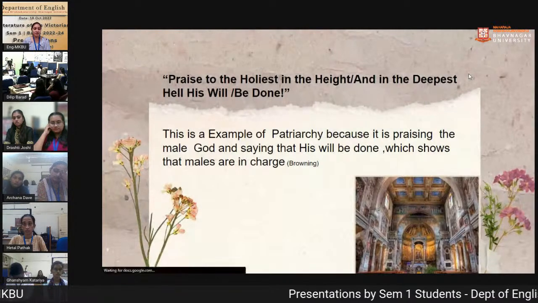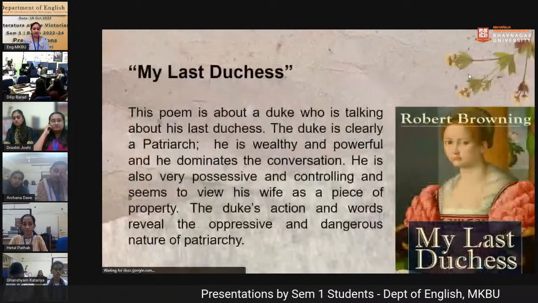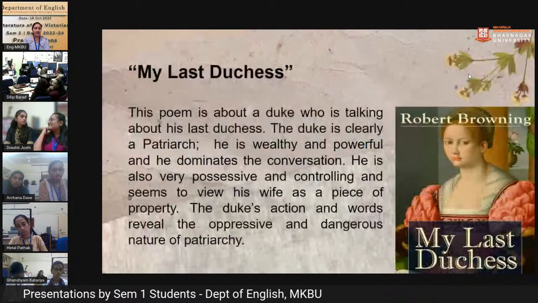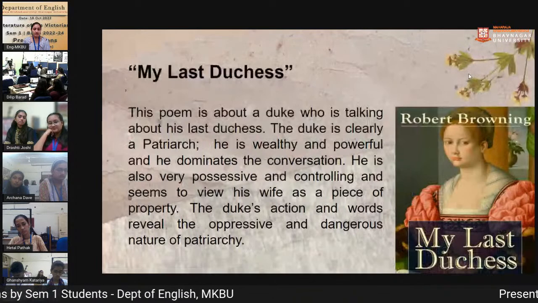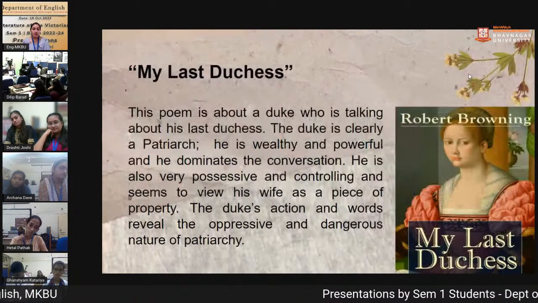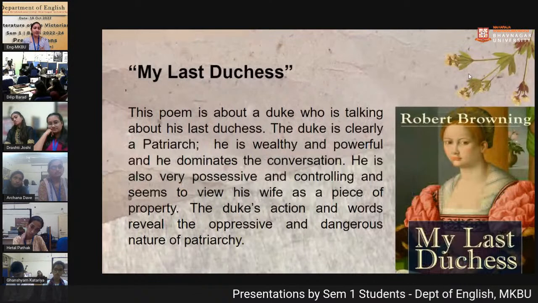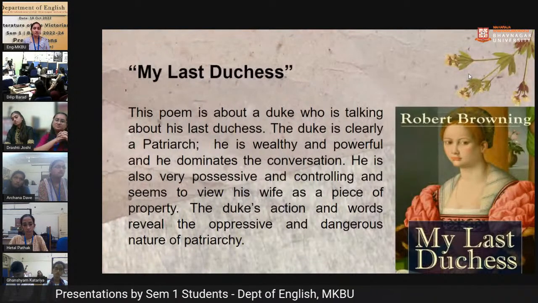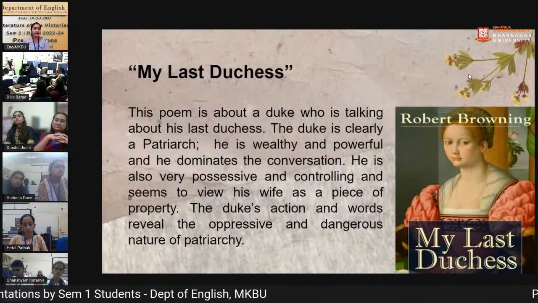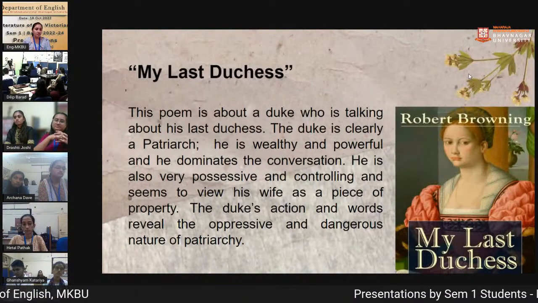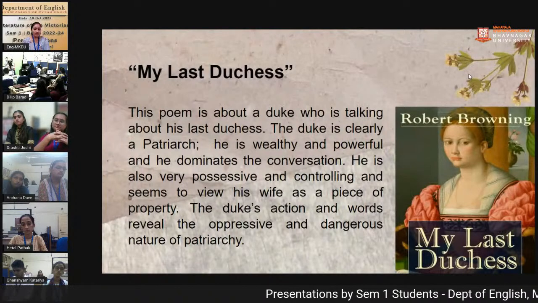The second poem is My Last Duchess. This poem is about a duke who is talking about his last duchess. In the poem, the female was more powerful than the man. In the starting of the poem, the male says that he doesn't like the picture of his wife.